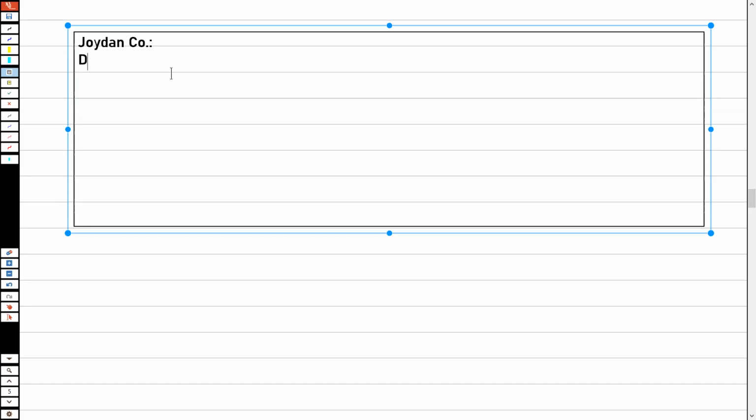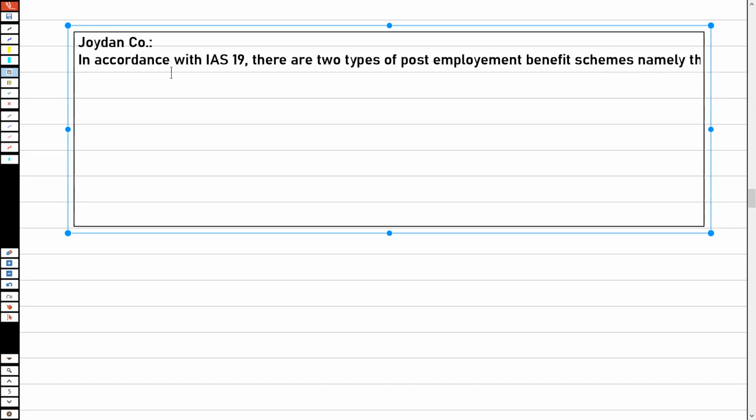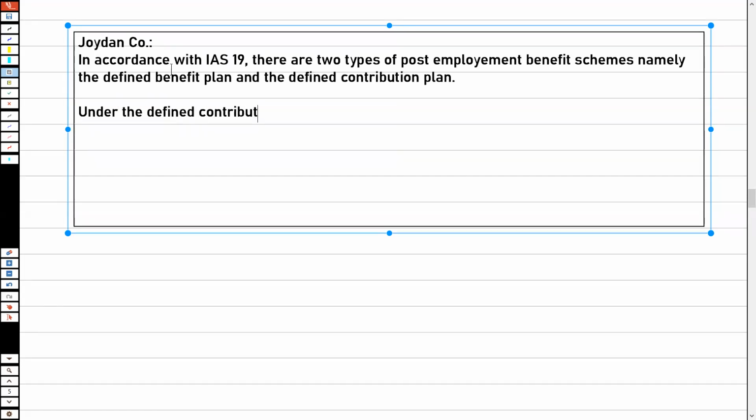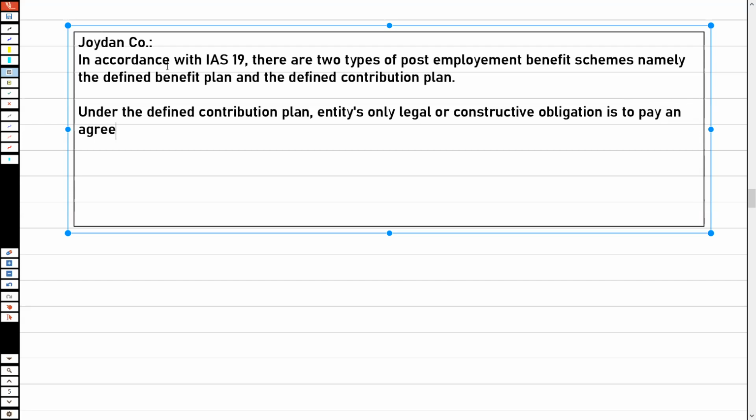Now let's see. You would say that in accordance with IAS 19, there are two types of post-employment benefit schemes, namely the defined benefit plan and the defined contribution plan. Under the defined contribution plan, the entity's only legal or constructive obligation is to pay an agreed contribution into a separate legal entity called the fund.